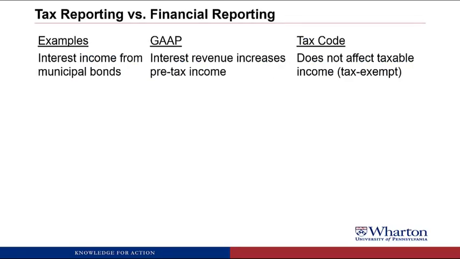So let's quickly look at some examples of how specific accounting policies differ between the financial statements and the tax return. These are also things that we'll look at as examples as we go throughout this week. One example would be interest income from municipal bonds. According to GAAP or IFRS, and from now on, anytime I say GAAP, also assume IFRS because they're going to be the same on the things we look at, on your financial statements, you get to book this as interest revenue, which increases your pre-tax income. As far as your tax code, this is tax exempt income, so it's not even going to show up at all on the tax return, and it won't affect your taxable income.